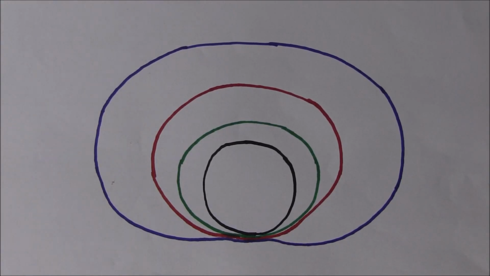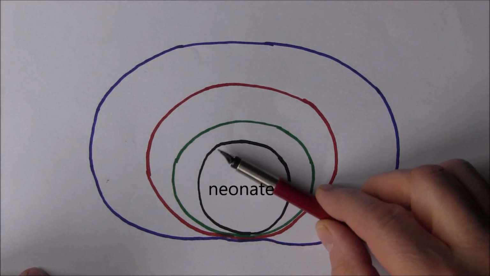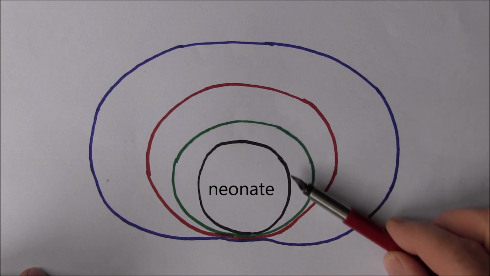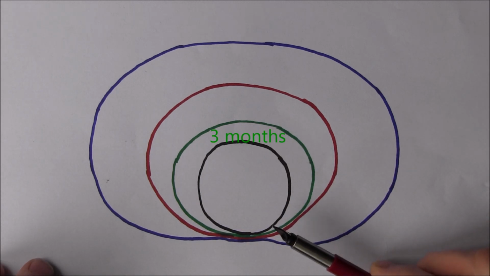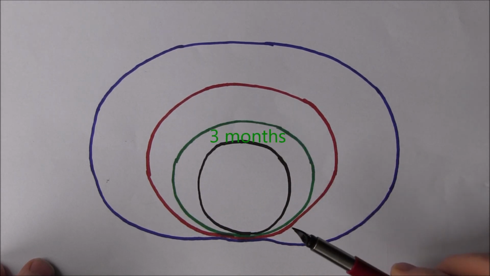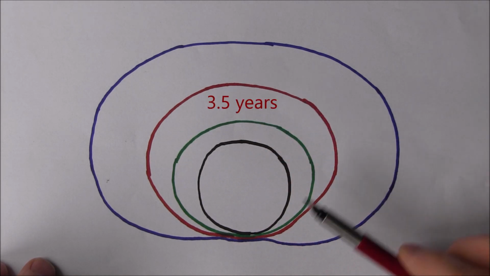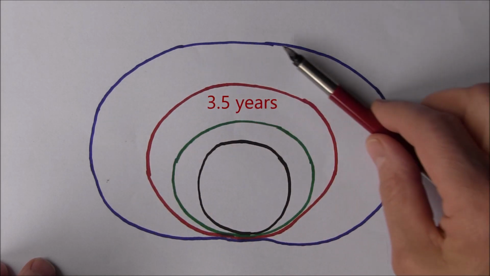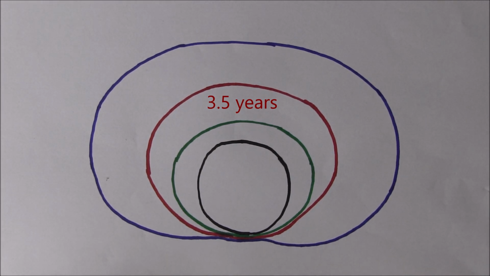Now this diagram shows cross-sections of the chest at various stages of life. The black line here is birth, so that is the cross-section of the chest at birth. The green line is at 3 months of age. The red line is at 3.5 years. And the blue line is the adult cross-section of the chest.